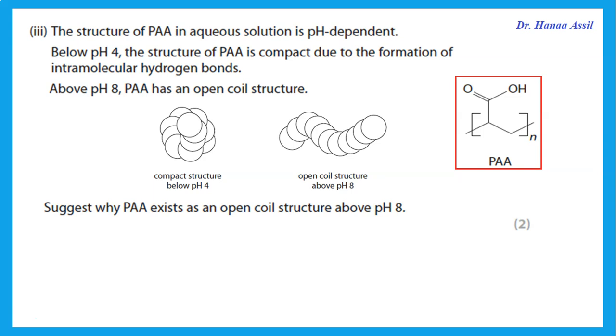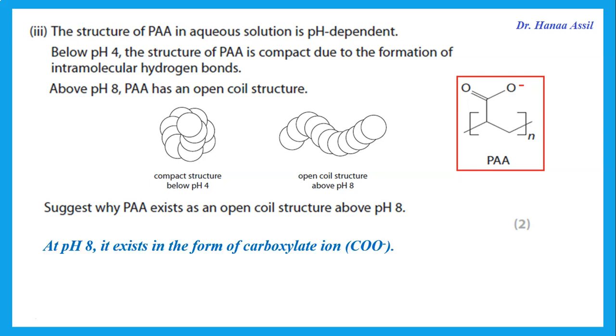This was the PAA. Now, why is it that at pH 8 in alkaline medium, it would form an open coil structure? This is because in alkaline medium, this would be a carboxylate, a negatively charged ion. So the molecules would repel each other. The negative charges on the molecules would repel each other. So they would try to get as far away from each other as possible.